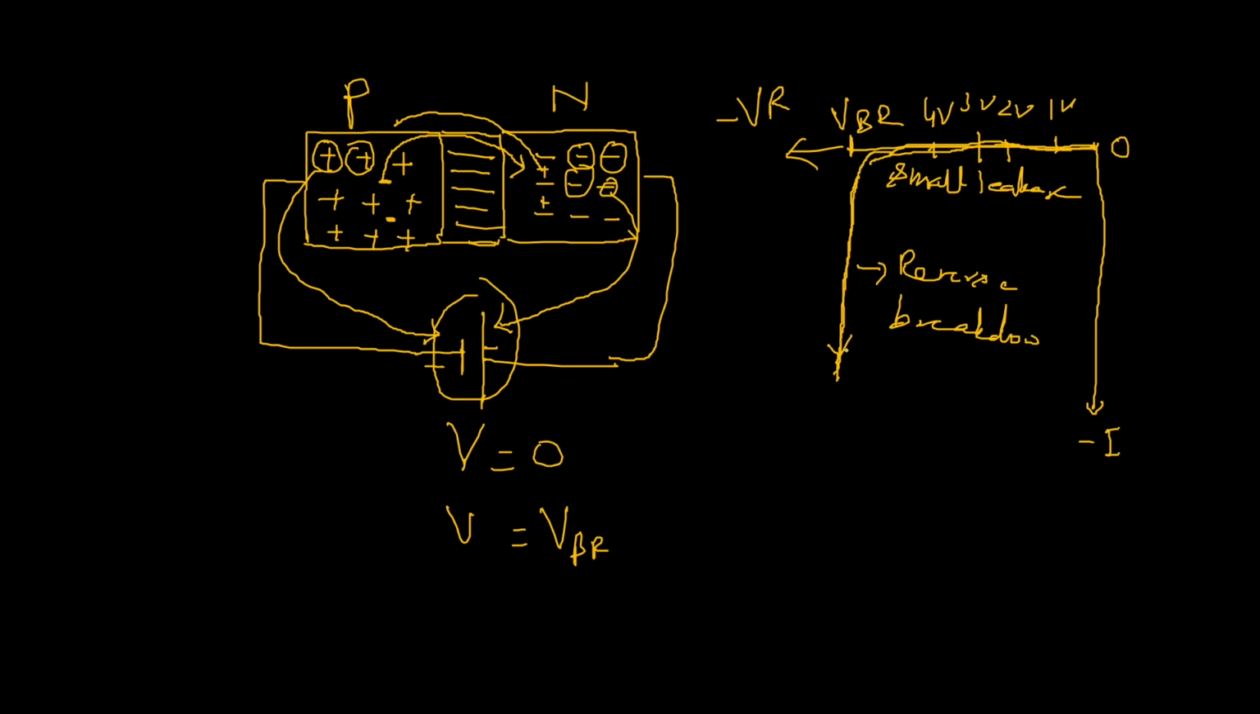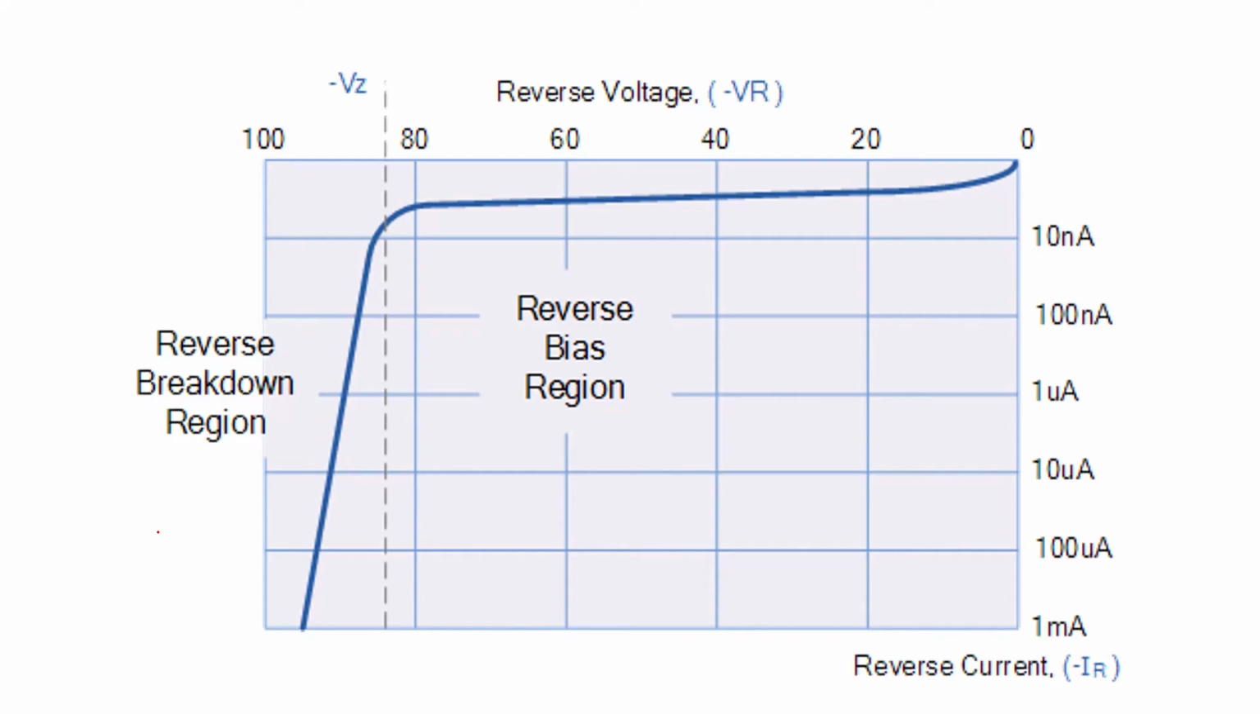Now, this reverse breakdown should be limited within certain limits, otherwise it can destroy the component. So here, if you see the graph of a reverse bias condition, the x-axis is for reverse voltage and the y-axis is for reverse current, and this is your reverse current.